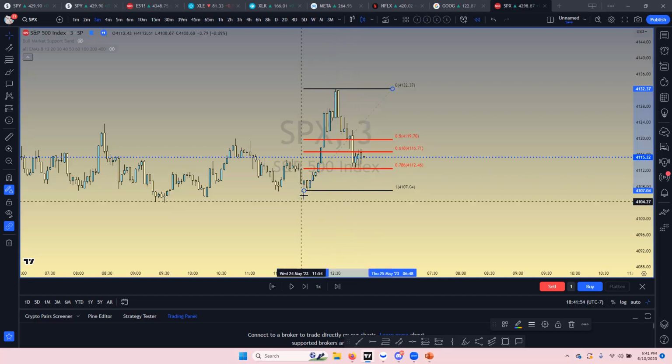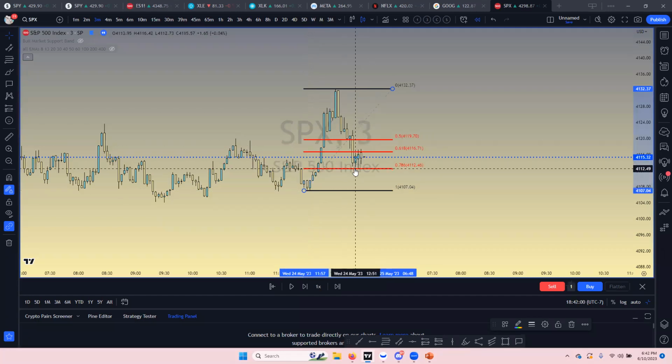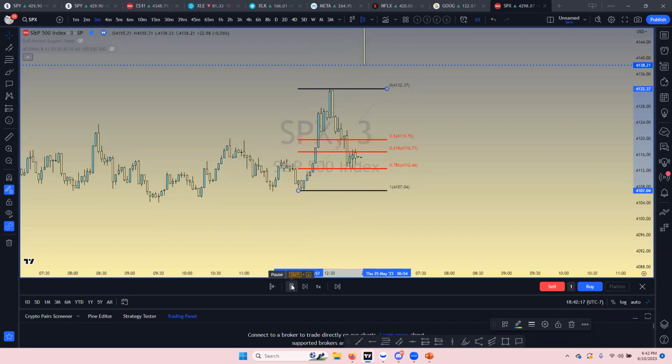If this breaks, this market structure is broken. So that's, in my opinion, the best risk to reward, to get it as close to here as possible. The 0.786 is a really good area, but these are not bad areas either. They're really not. The 0.618 and 0.5 are great areas to get in, and to make this swing low your stop loss, or previous Fibonacci level depending on your risk tolerance. So let's keep going here.